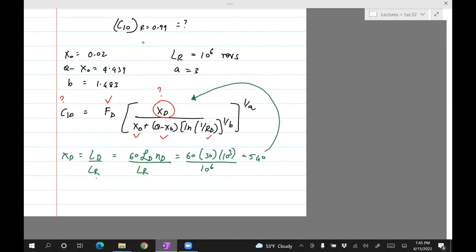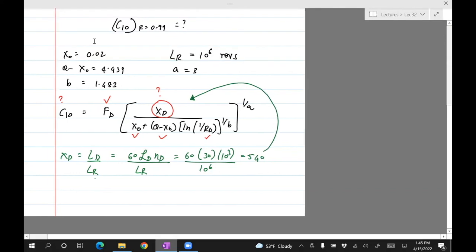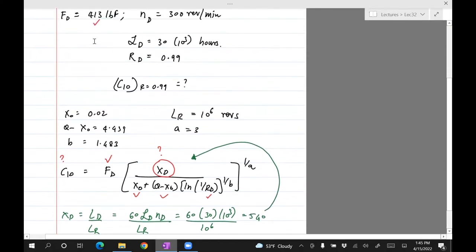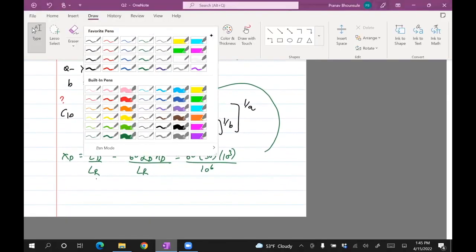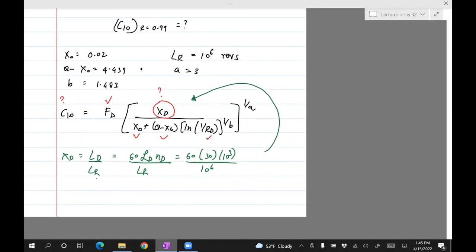Professor, do we have to put the ND value as well, like 300? Oh, did I miss that? I'm sorry. LD, yeah, I missed it, sorry. 300. Okay, the answer is right. I just copied from the notes. I just forgot to add the 300. So 540 is the answer. So let's sub that in.